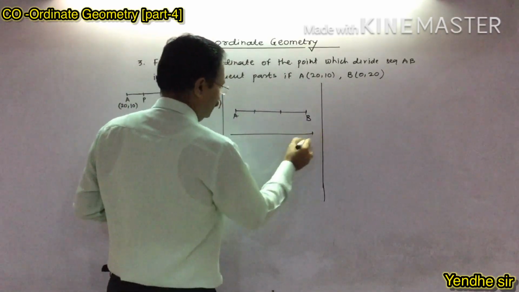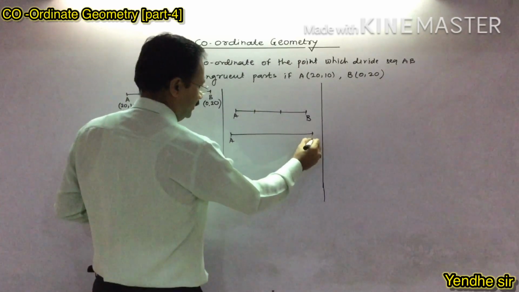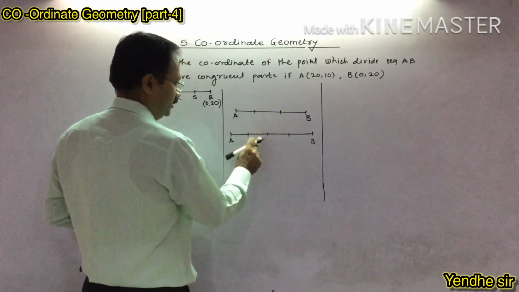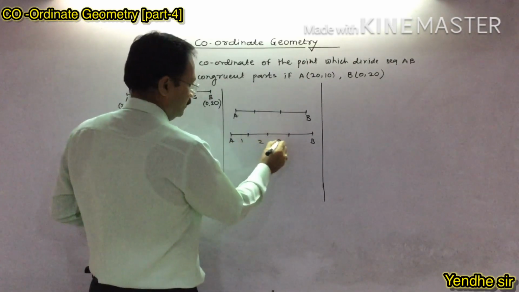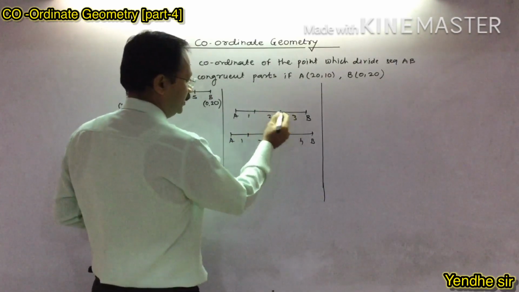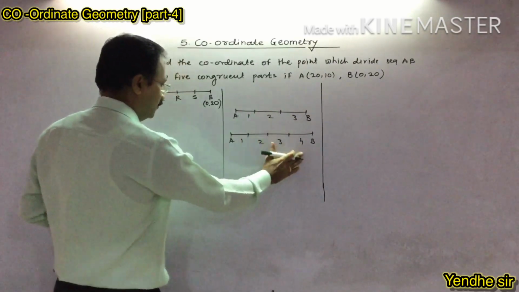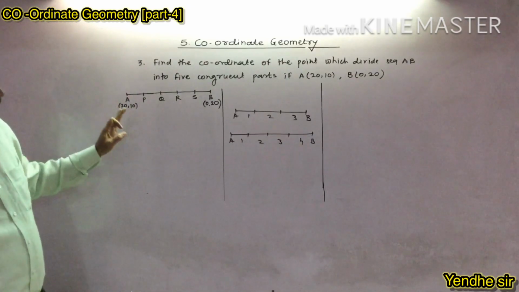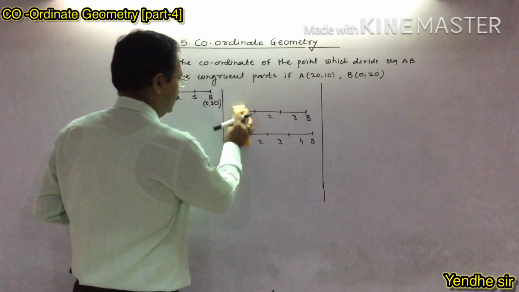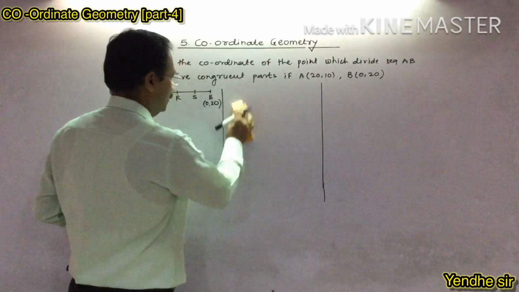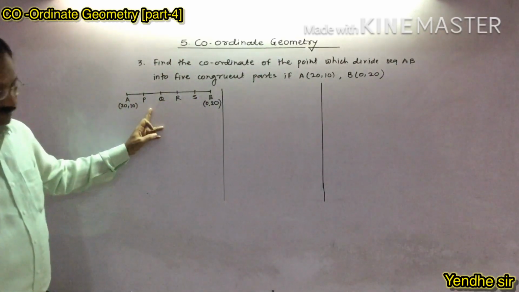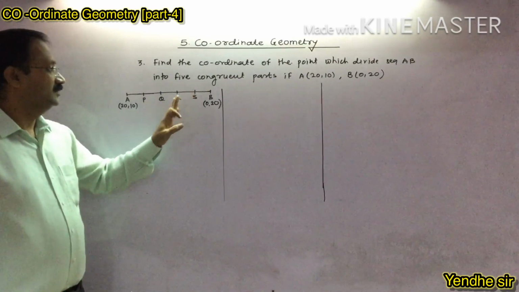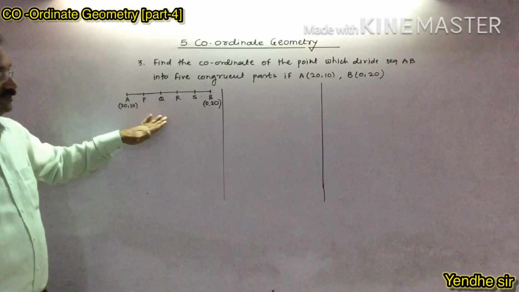Sometimes they will ask you the 4th part. It means 1, 2, 3 and 4. This is 1, 2, 3, 4, and this is 1, 2, 3, which is called a trisection. These are the 4 parts, and these are the 5 parts which they have given us. And here we have to find out the coordinates of all the points, meaning P, Q, R, S.